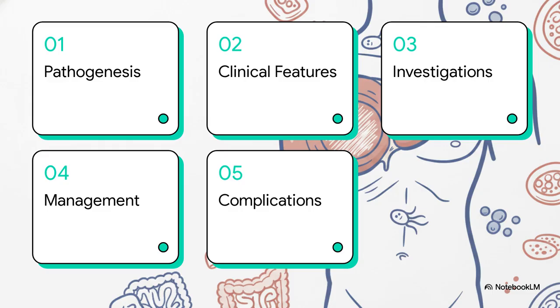All right, here's our blueprint for today. We've got 1. Parasite pathogenesis and invasion. 2. Classic clinical features. 3. High-yield investigations. 4. Medical and surgical management. And 5. Complications and differentials. Let's get right into it.